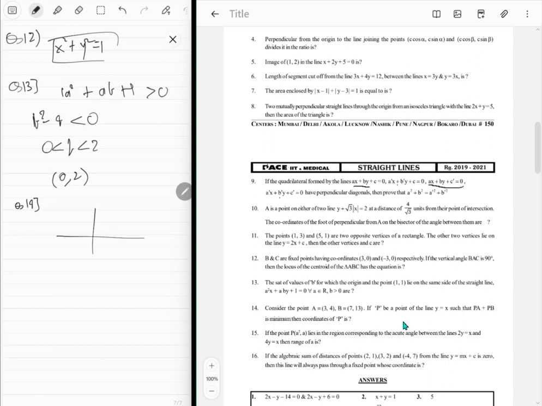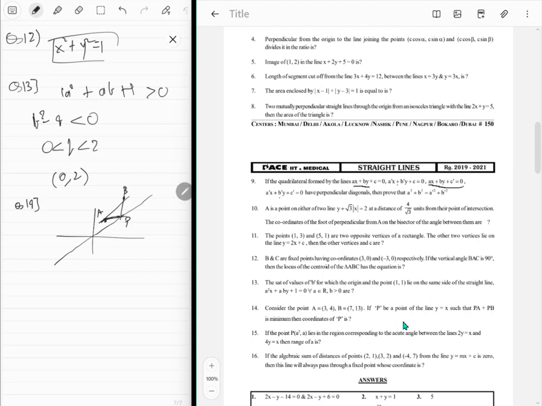A is (3, 4) like this, and B is (7, 13). Oh, that's pretty big. And then you have y equal to x, which would be something like this. So this thing is A, this thing is B, right? And P is just some point on this line, and what you want is that this plus that should be minimum. Triangle inequality, but this cannot actually lie between A and B, and that's why triangle inequality kind of fails, because you cannot get that minimum that you want.